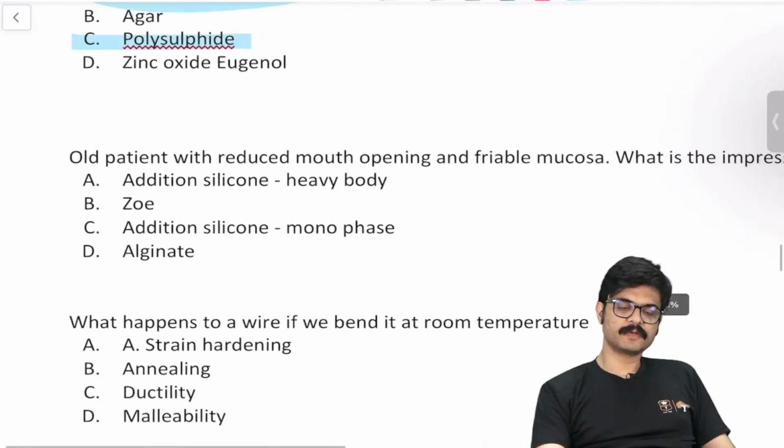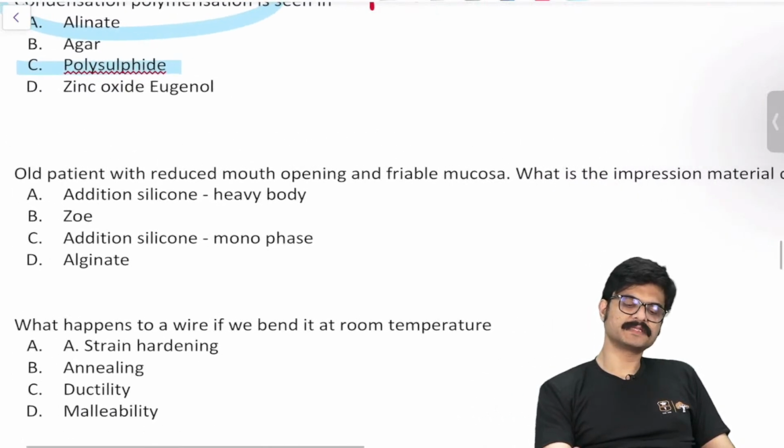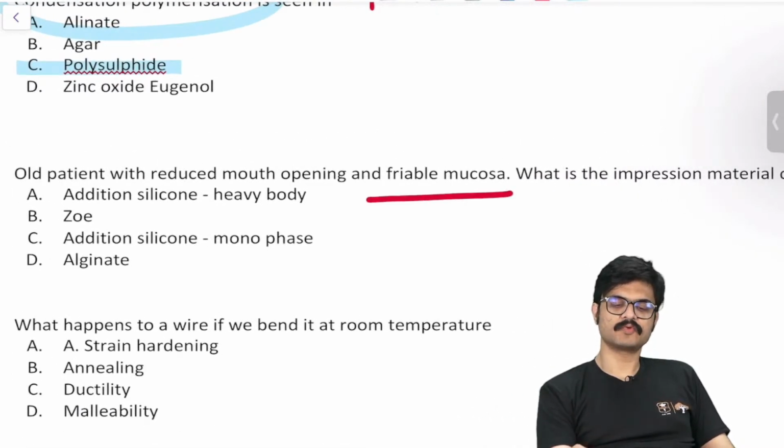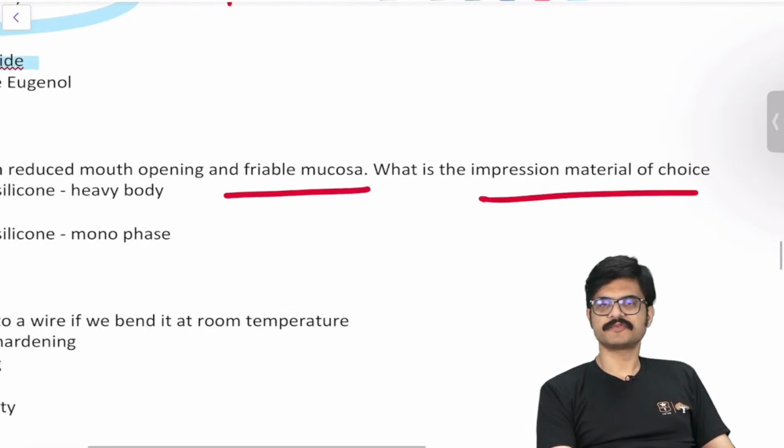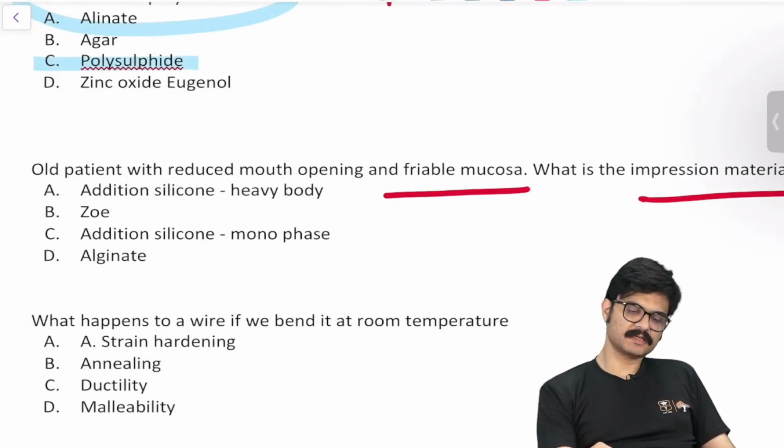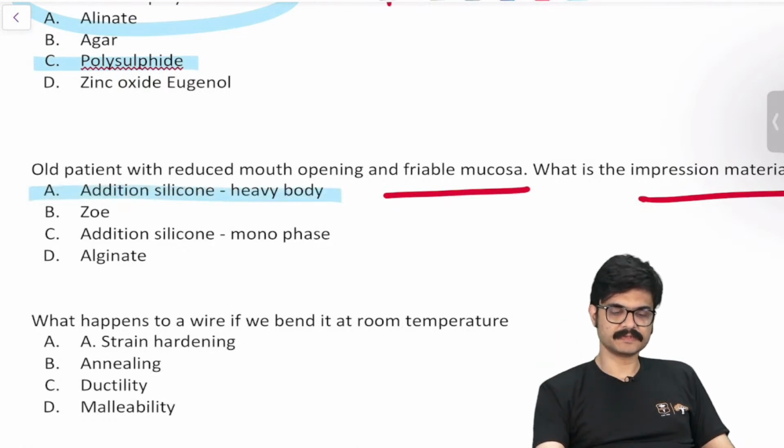Now, another question from impression materials, dental materials. Old patient with reduced mouth opening and friable mucosa. What is the impression material of choice? Now, this is a complete rationalization based question. Addition silicone, heavy body. That's the answer.